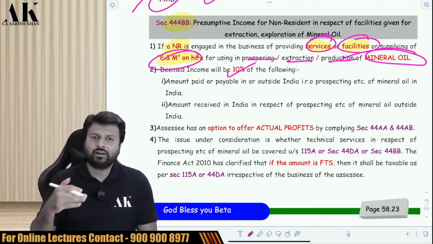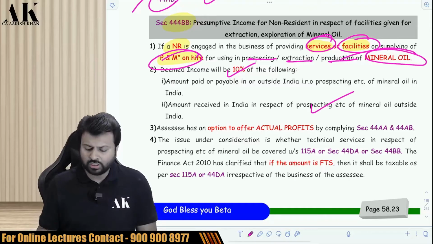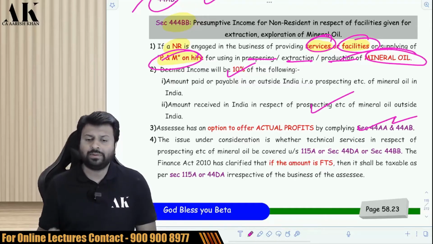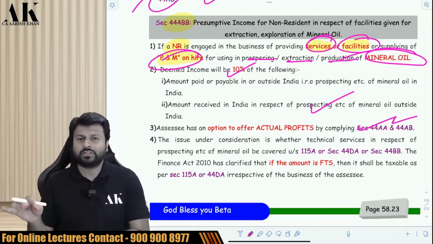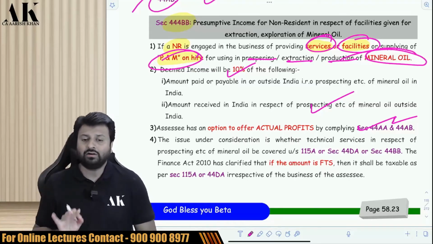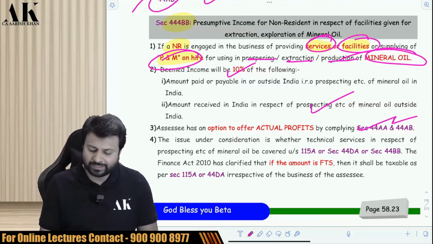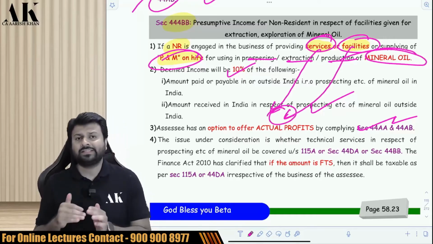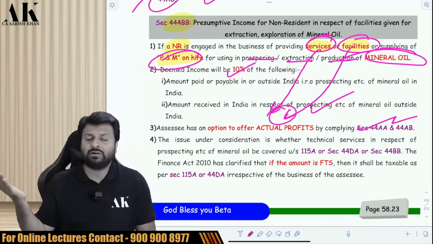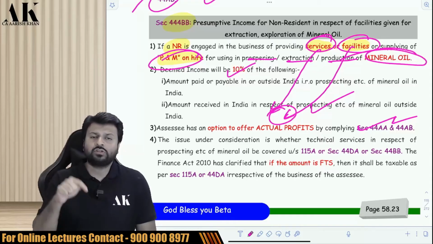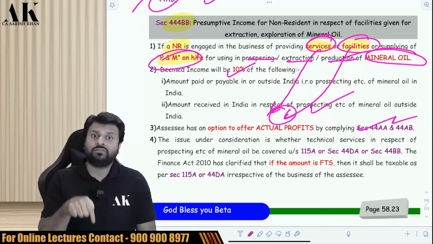Okay, now here also if you want to show lower profits, you can conduct tax audit, you can maintain books of accounts, and you can show profits lower than 10% also. Now there is one doubt which was coming to the assessee's mind: the services and the facilities which are covered here, what if that service is a technical service mentioned under 115A or 44DA? Then whether we should follow 115A, 44DA, or whether we should follow this section.